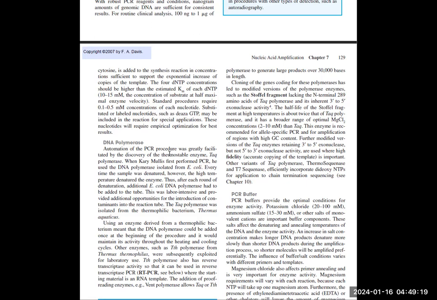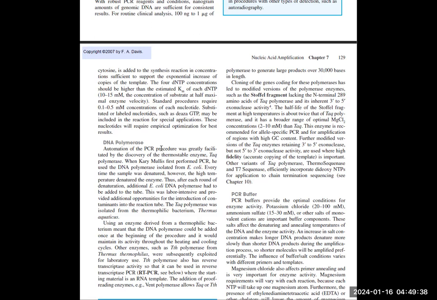No, it's not heat labile, sorry. It's highly stable in very hot conditions. They can grow at temperatures above 70 degrees Celsius. Hence, we can say thermostable or thermophilic, and they are isolated in thermal springs.